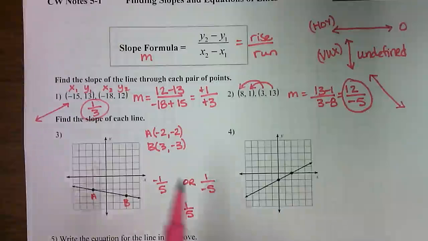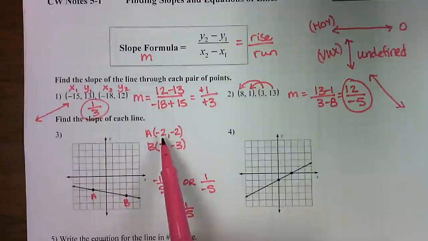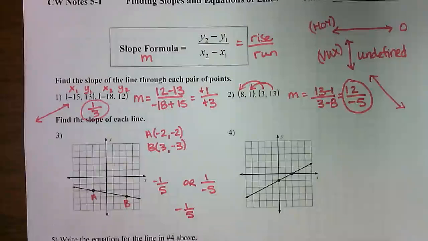All right, so if I had put this into the formula, y minus y, I would have gotten negative 1 on top, x minus x, I would have gotten 5 on the bottom. So I would have gotten the same answer using the formula or just counting on the graph.